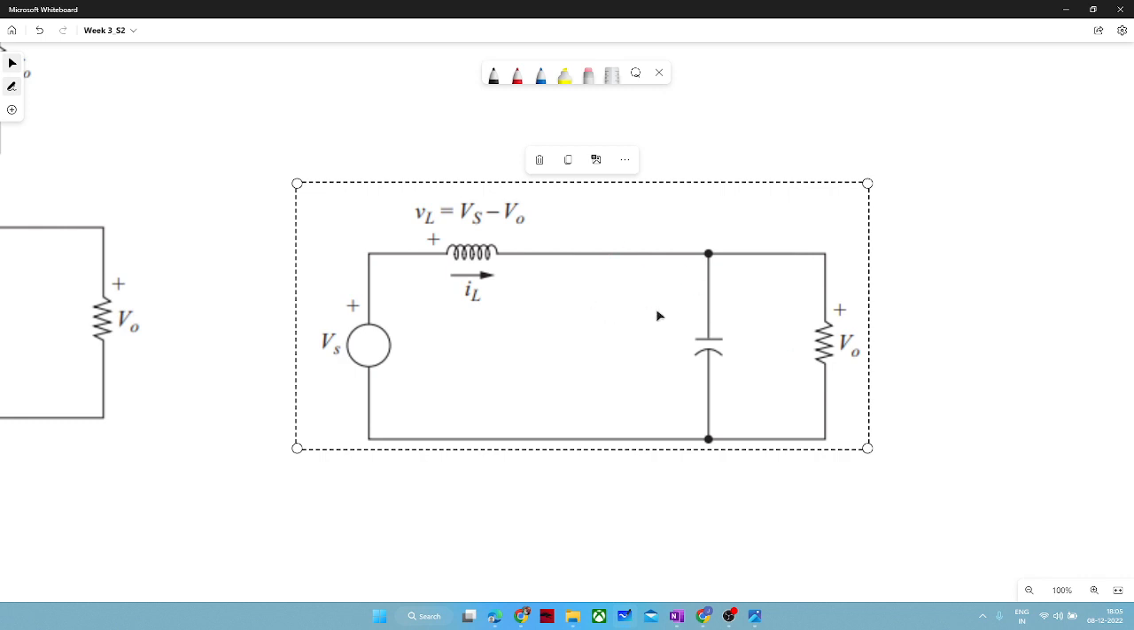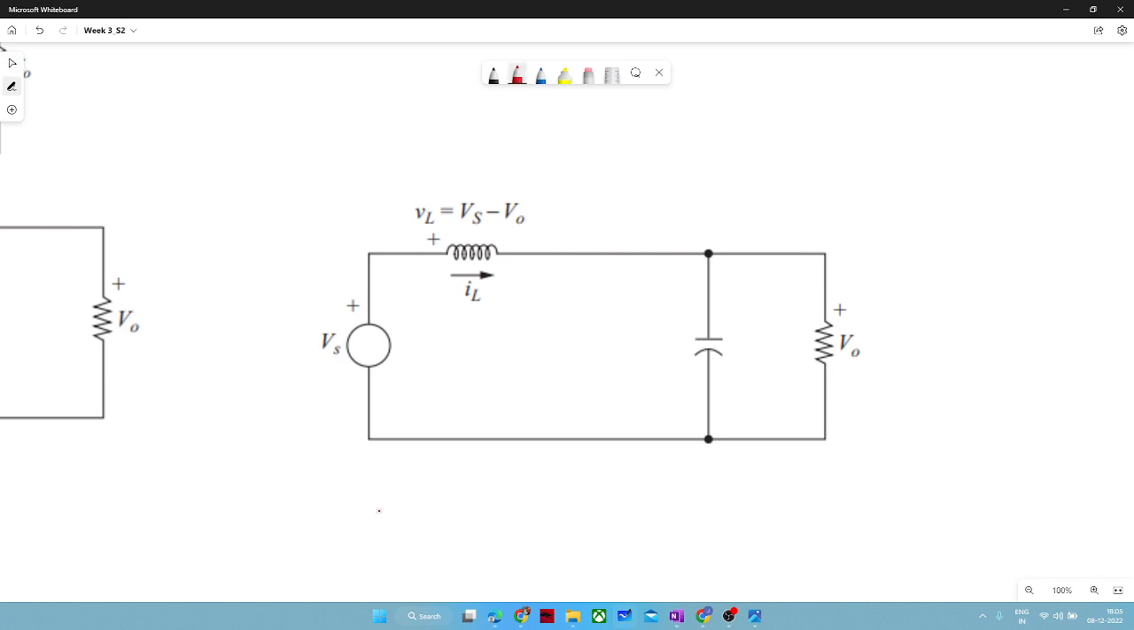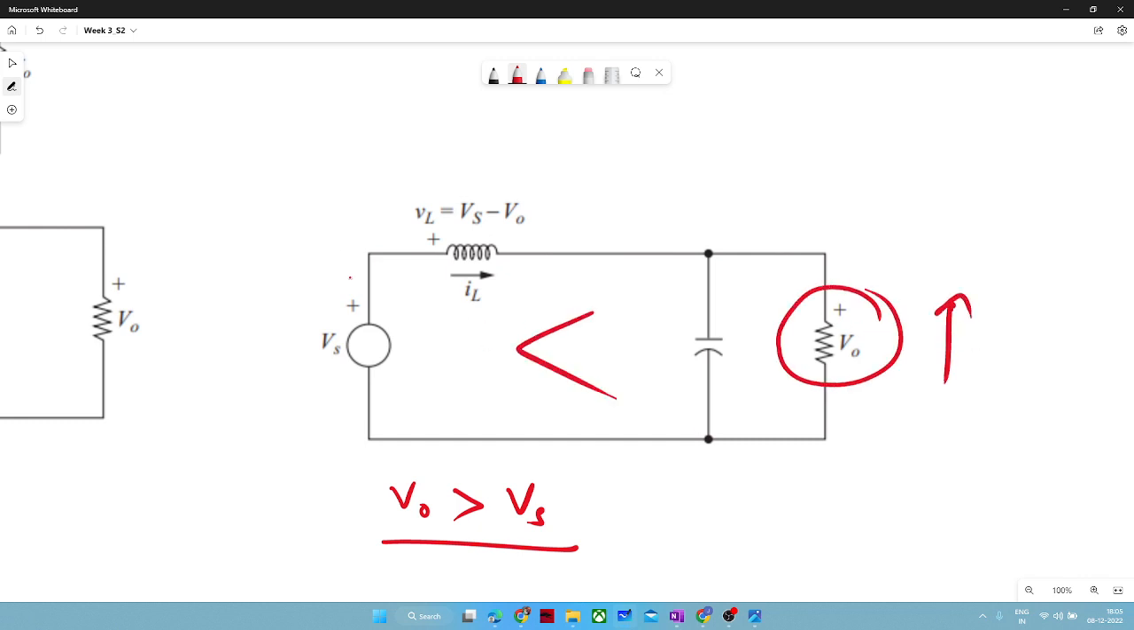So you might wonder that it is connected through the source, so why would it discharge? Why will it not charge again? If you see, generally in a boost converter, V naught is greater than Vs. So that's the purpose of the name boost converter. It will boost the output voltage. So this voltage is always higher compared to this one.